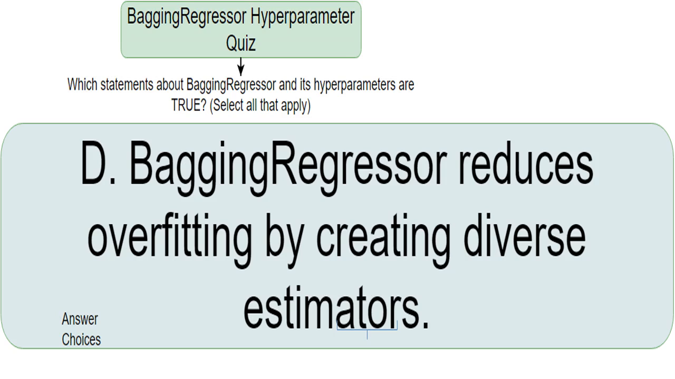This statement highlights the core benefit of bagging. By combining multiple models built on slightly different subsets of the data, BaggingRegressor reduces the impact of individual model errors. This helps prevent overfitting, which occurs when a model performs well on the training data but poorly on new, unseen data. Think of it as a safety net.